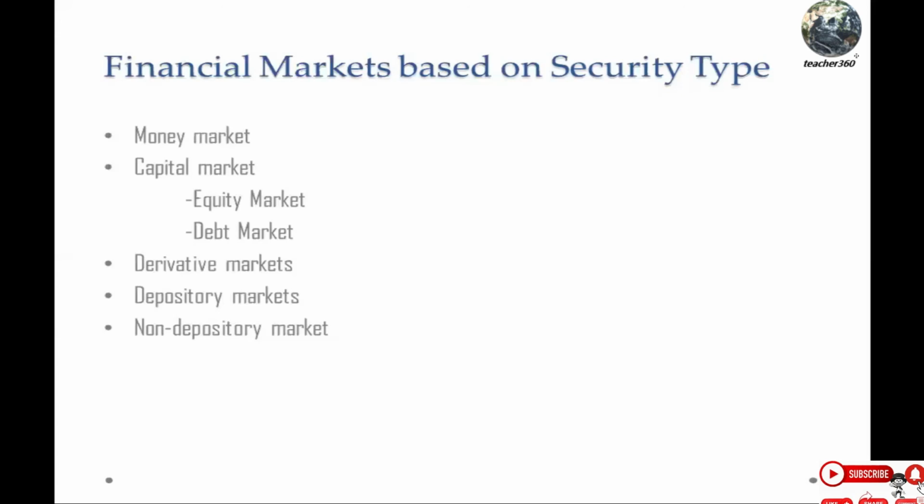So these are all the financial markets based on security type. So for this session, I'm concluding here. In conclusion, I must say the whole overview I discussed here is very fundamental for financial analysis.